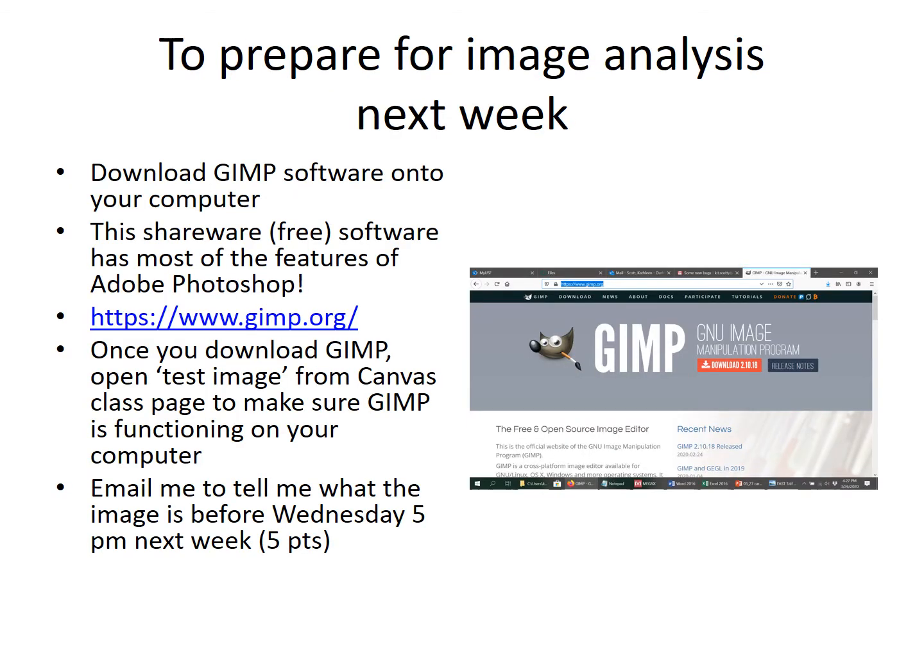I also told them how to get the image analysis software from the web and download it onto their computers. I also provided them with an image on Canvas that could only be opened by GIMP, and they wouldn't know what the image depicted until they opened it with GIMP. So I had them download the software, I directed them to an image to open, and then I had each of them individually email me to tell me what the image was a picture of for credit, to make sure that the software was downloaded correctly and that they could actually open images with it.